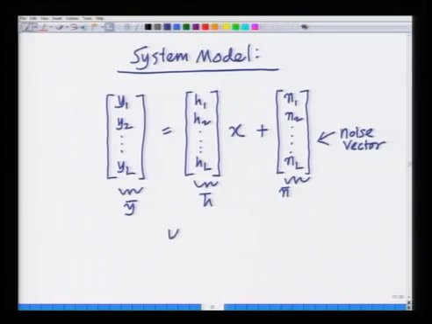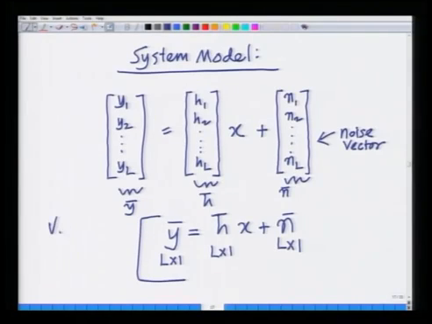So, now I can succinctly represent this in vector notation as y bar equals h bar x plus n bar. y bar is an L cross 1 vector, h bar is an L cross 1 vector, n bar is an L cross 1 vector, where L is the number of receive antennas. This is vector notation, and we will use this to represent the wireless diversity system in a compact fashion.